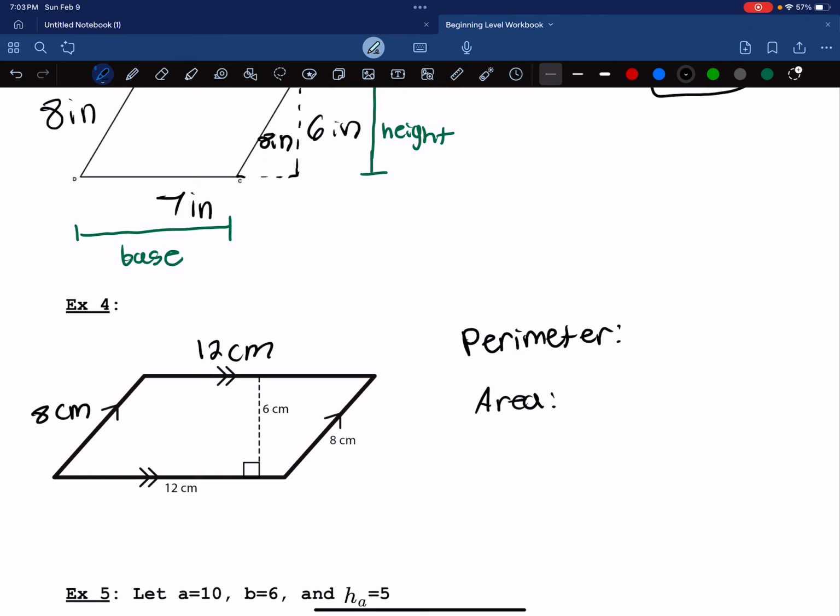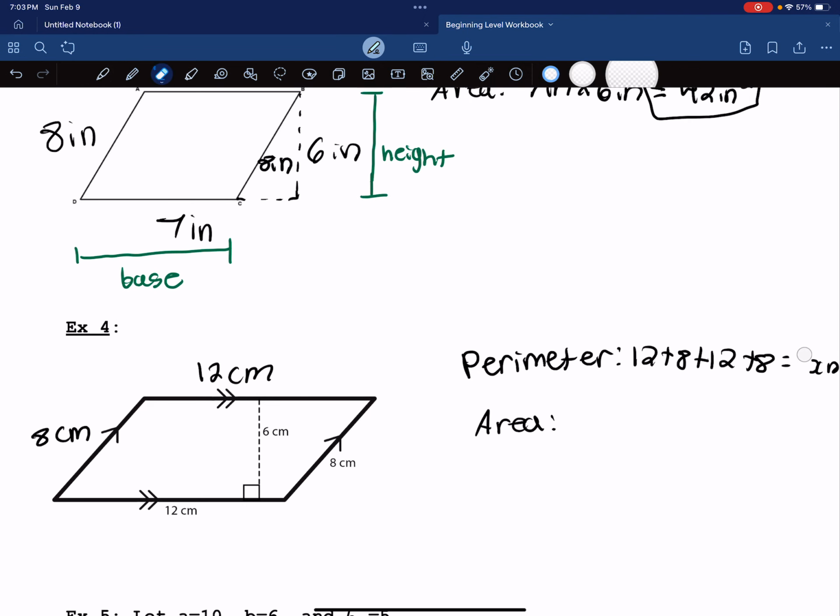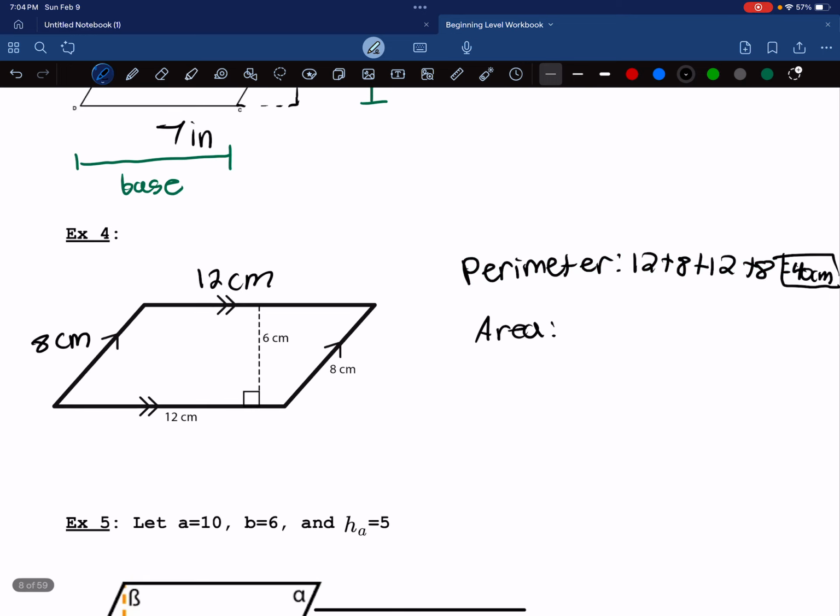And with that in mind, we now have all the side lengths we need to find that perimeter. So let's add all of them together. So we have 12 plus 8 plus 12 plus 8, and that equals 40. That is very messy. Let me clean it up here. Equals 40. There you go. And then our area, we know is base times height.